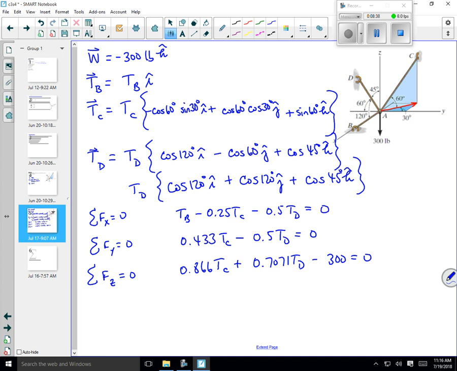So using 2 and 3, you can find TC and TD, and then substitute those back into the first equation and get TB. And what I find is TB is 139 pounds, TC is 203 pounds, and TD is 176 pounds.